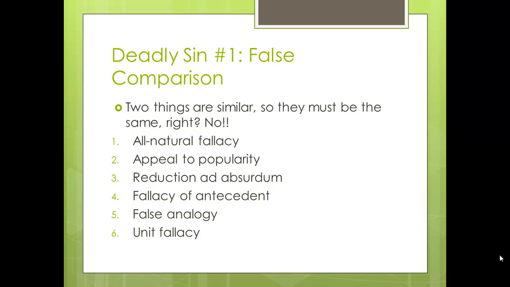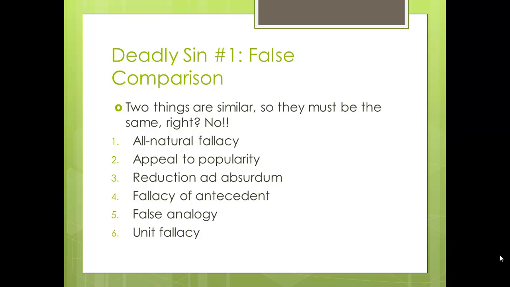This one is known as the false comparison. This presents two things that are similar, so they must be the same, right? No. Some of the logical fallacies include the all-natural fallacies. We see this on a lot of food labels. To check and see if something is actually natural or if it's all-natural, you want to make sure that you look for the hyphen. Generally speaking, hyphenated all-naturals are not actually something that is produced from nature.